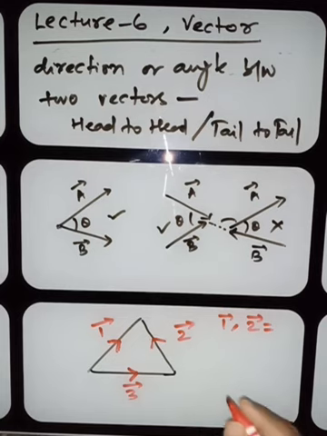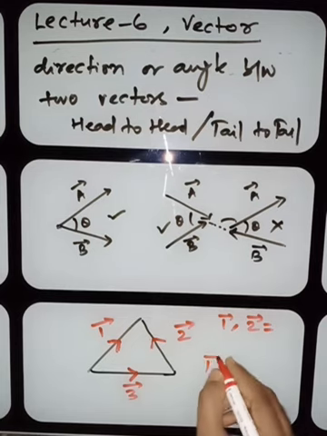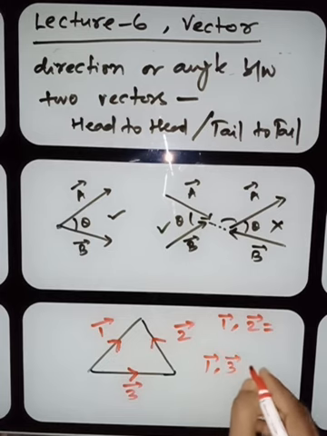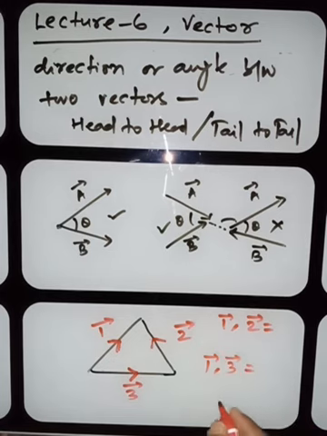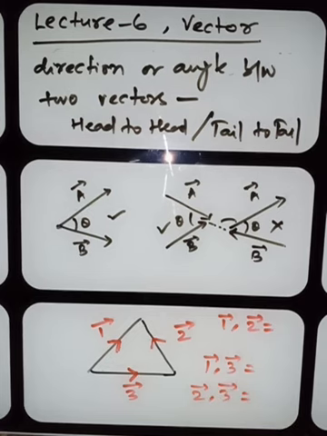Now the next one, what will be the angle between vector 1 and 3? And what will be the angle between vector 2 and 3? What is the angle? Now, answer. Let me find out.